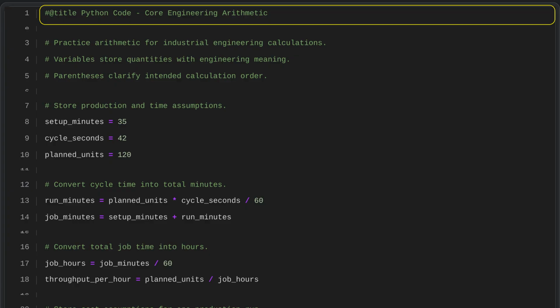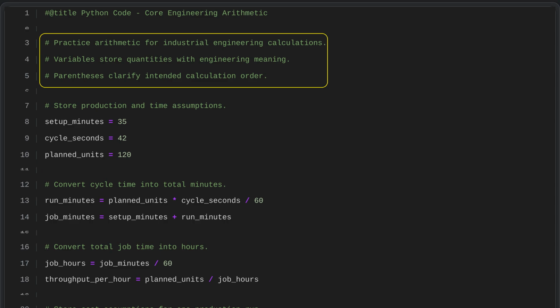Python code, core engineering arithmetic. Practice basic arithmetic used in industrial engineering calculations by working with meaningful quantities stored as variables. Use parentheses to make the intended order of each calculation clear.